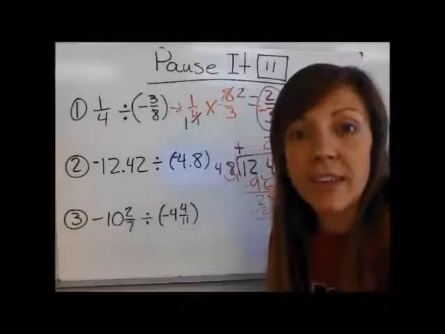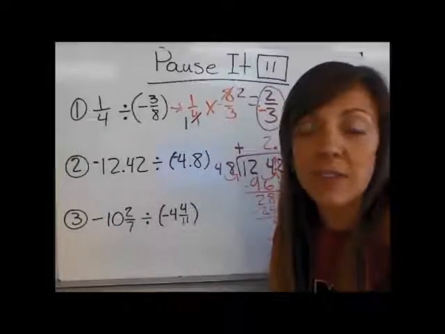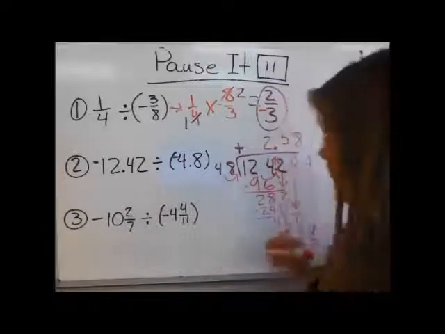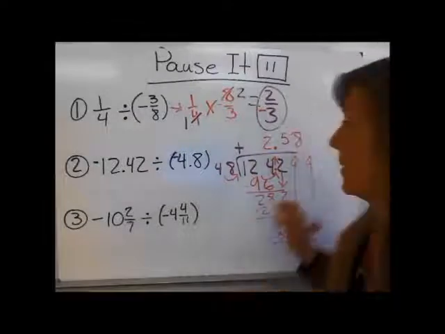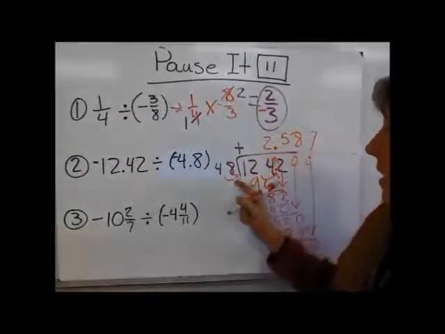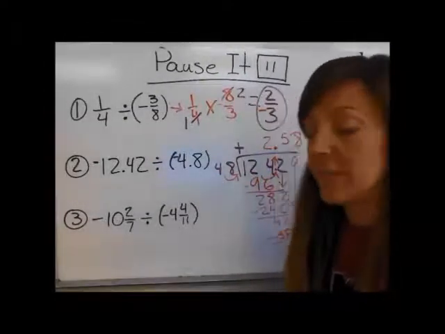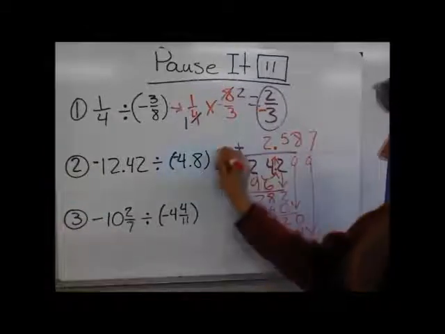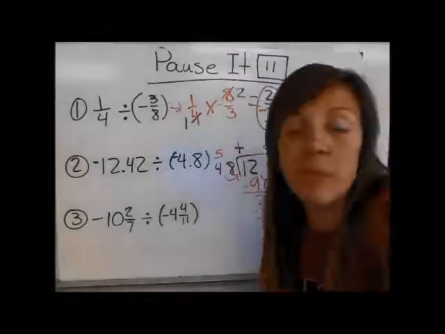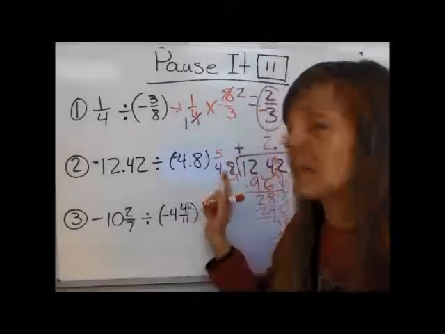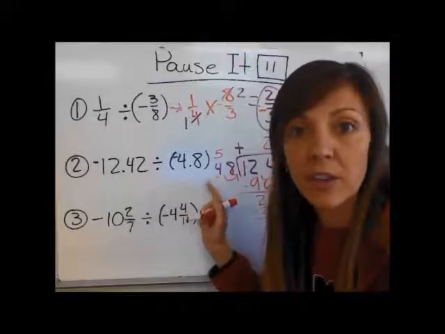48 into 360, I would say goes 7 times, excuse me. 7 times 8 is 56. 7 times 4 is 28, plus 5 more is 33.